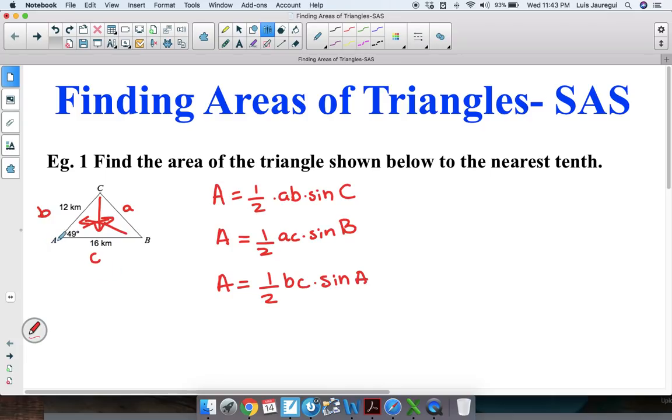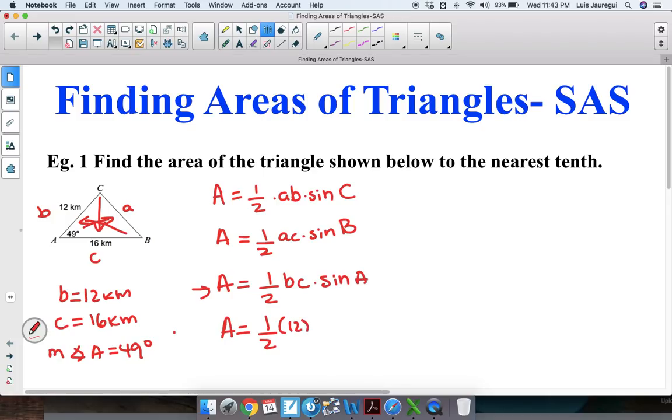So in this particular case, we actually happen to know the value for B. We know that B is equal to 12 kilometers. We also know that C is equal to 16 kilometers, and we know that the measure of angle A is equal to 49 degrees. So based on the information that we know, we are going to be using this particular formula. So let's go ahead and substitute in the values that we know. So we know that area is equal to 1/2 times 12 times 16 times sine of 49 degrees.